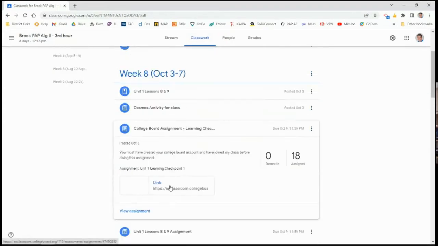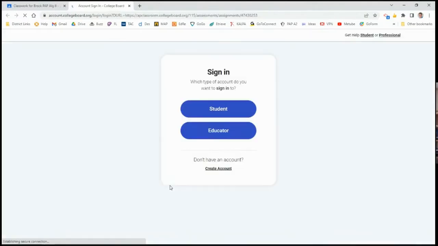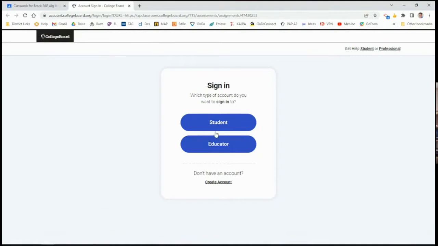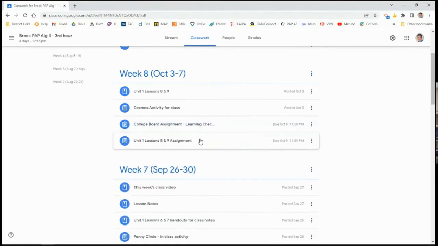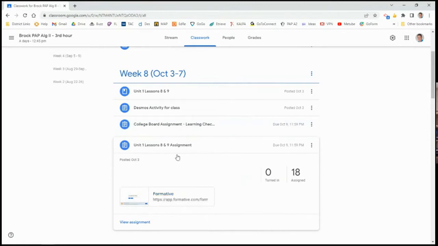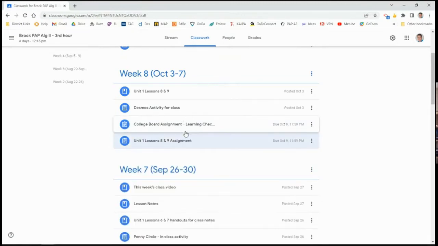When you click on this link, it'll take you to the College Board website where you need to make sure you log in, and it's like 10 multiple choice questions. It's basically over everything we've studied up to this point. Then we have our lesson 8 and 9 informative. Those 2 items are the assignments this week.